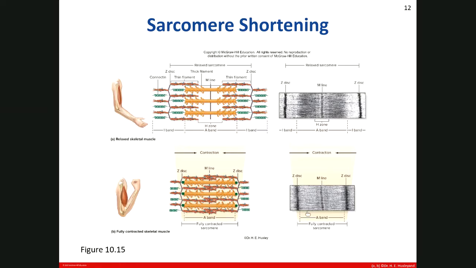We don't have any light band here. We don't have any H zone in this part, and our sarcomere becomes shorter. This is the meaning of contraction. And after that, our muscle should go again to the relaxation phase.